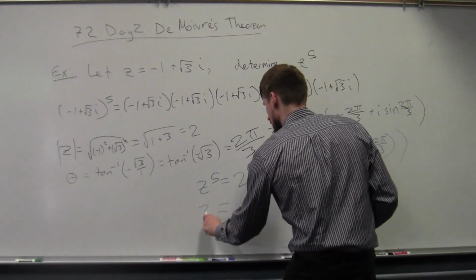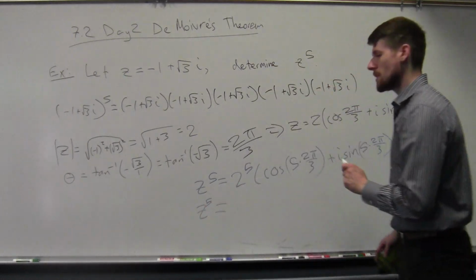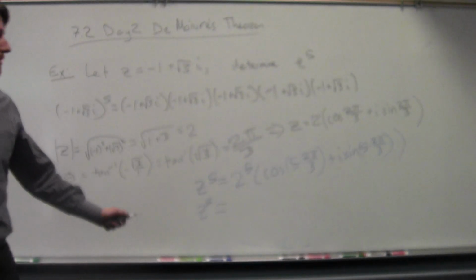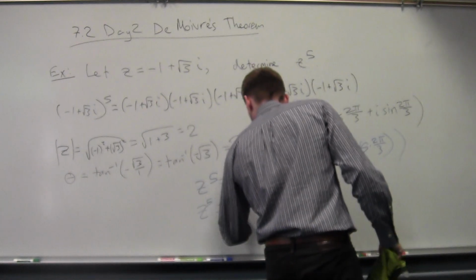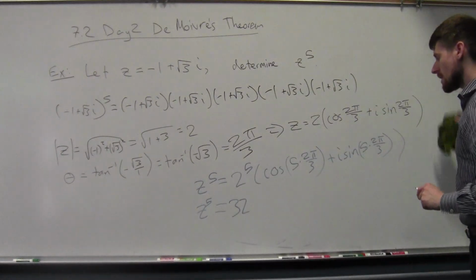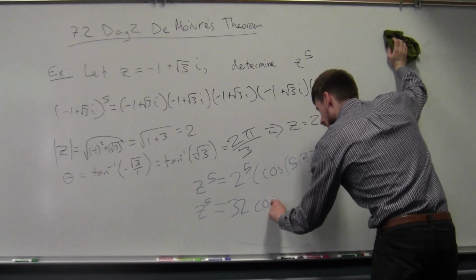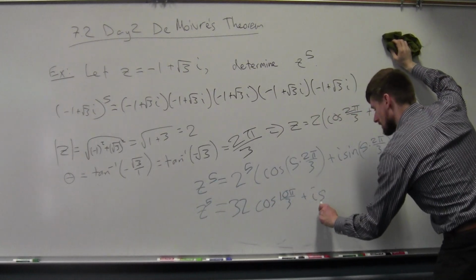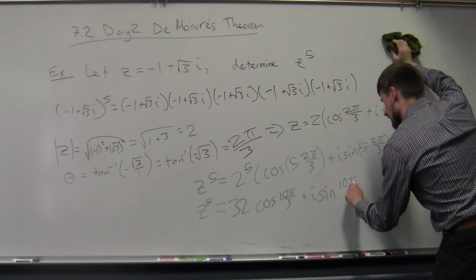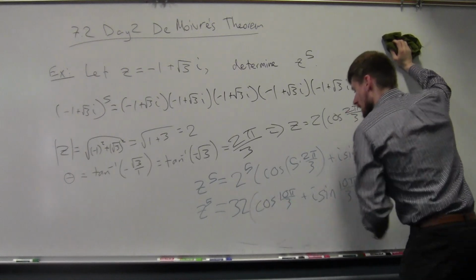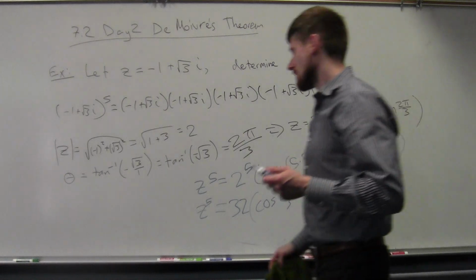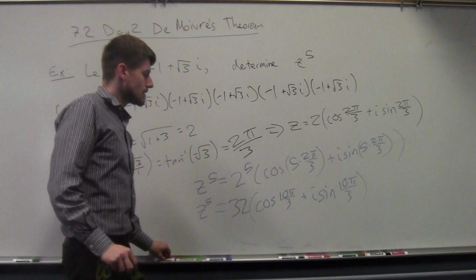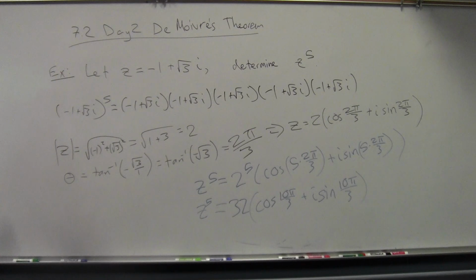We've got a little bit more work to figure out what that is. So 2 to the 5th is 2, 4, 8, 16, 32. And then we've got cosine 10 pi over 3 plus i sine 10 pi over 3. And we have to go back to our unit circle and think about what answer that's going to be. What's the value of cosine when the angle is 10 pi over 3?